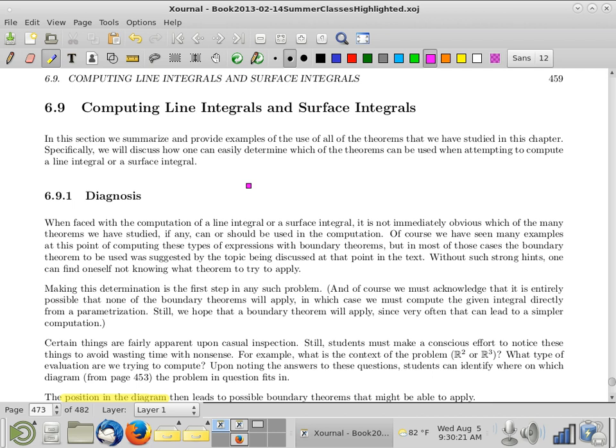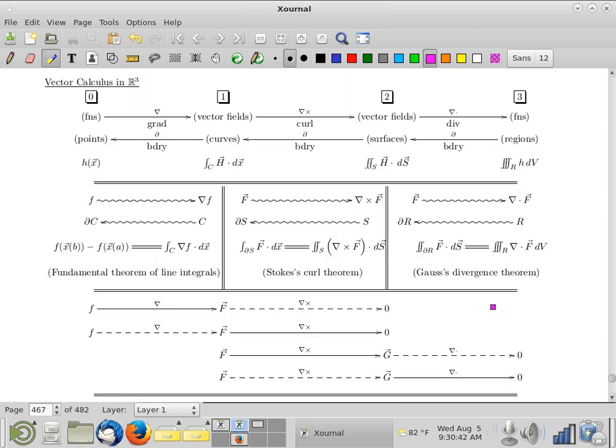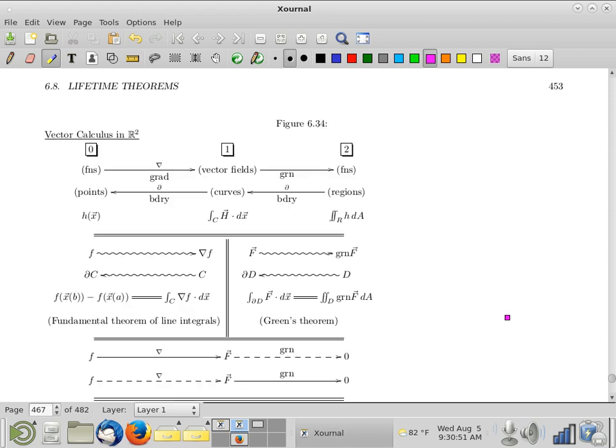So what we're going to be doing in this last section is really just organizing ideas that we've already talked about. We've already shown you all of the boundary theorems, all of the lifetime theorems, I like to call them. And so mostly this is going to be a bunch of examples, and in particular how to use these diagrams. So remember, we have these diagrams. These are on page 453 of the book. So this is the R3 diagram, and then there's also the R2 diagram.